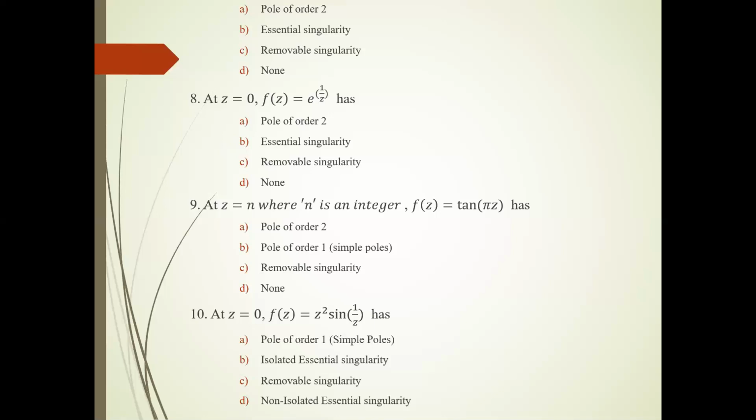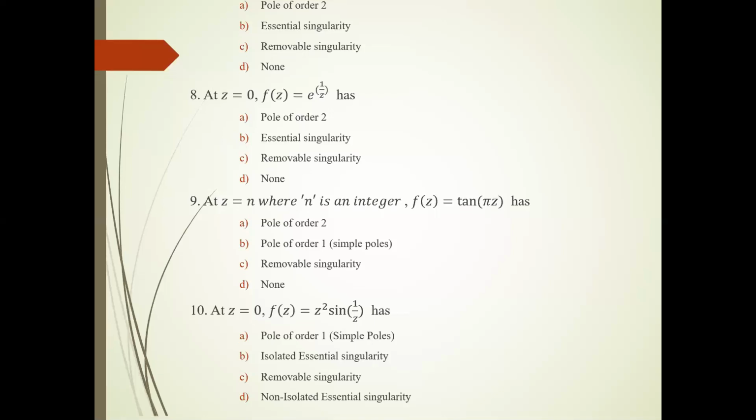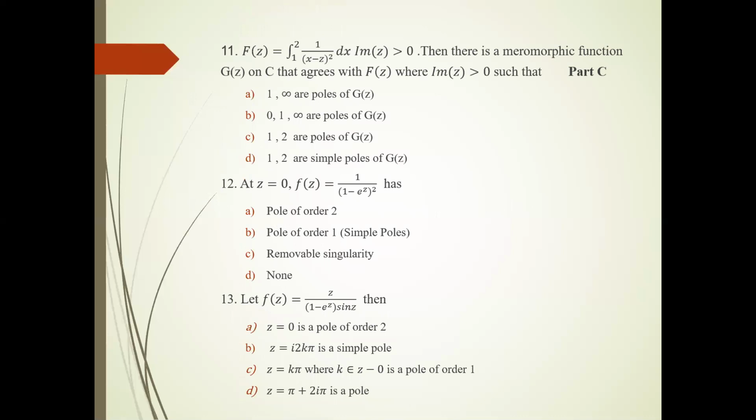What are the zeros? z is equal to 1 upon n pi. If we apply the limit n tends to infinity, 1 upon n pi tends to 0. So 0 is a limit point of the sequence of zeros of that function f(z). So at z is equal to 0, the given function f(z) has an isolated essential singularity. Now, question number 11.